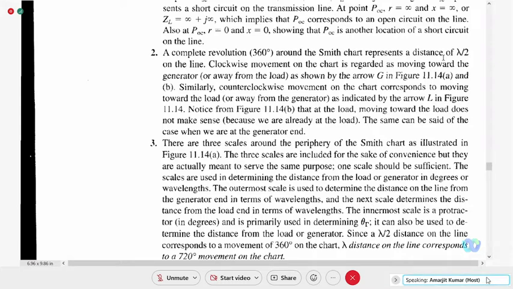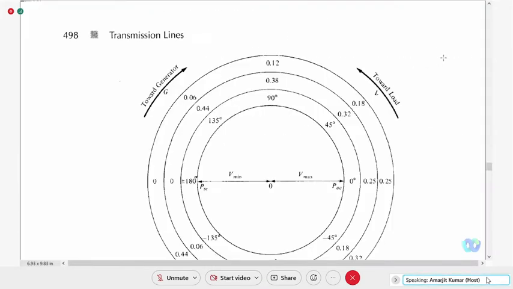Innermost scale means it is a protractor in degrees, and it will give you the angle of the reflection coefficient, theta gamma. So that is the job of the innermost scale: it gives you the angle of the reflection coefficient. You are seeing here 180 degree, 135 degree, theta gamma, angle of reflection coefficient.